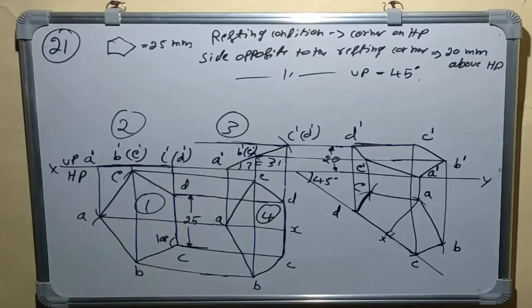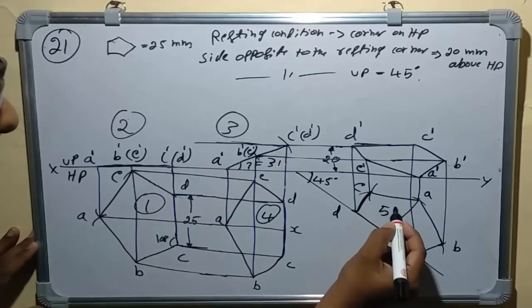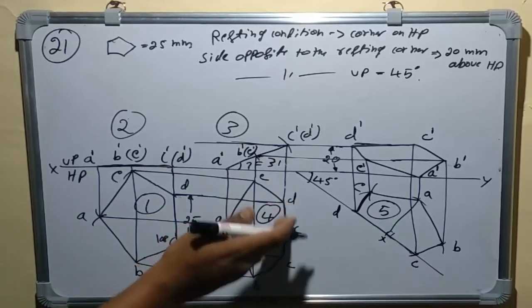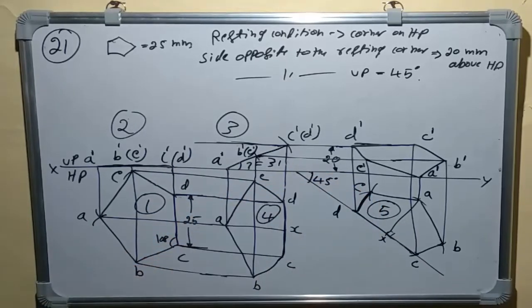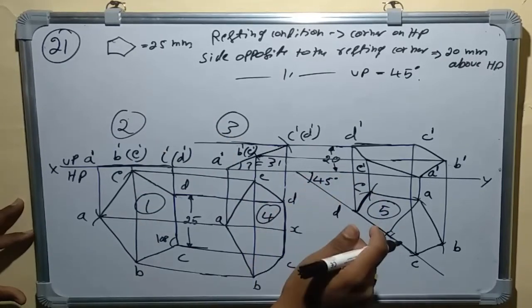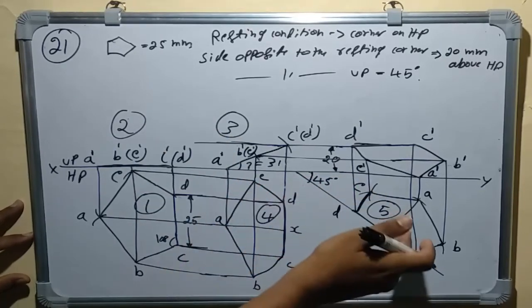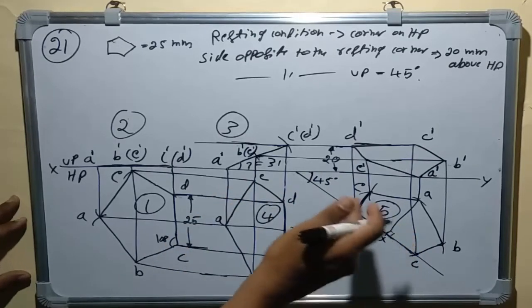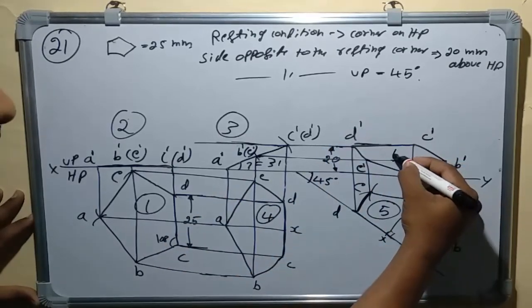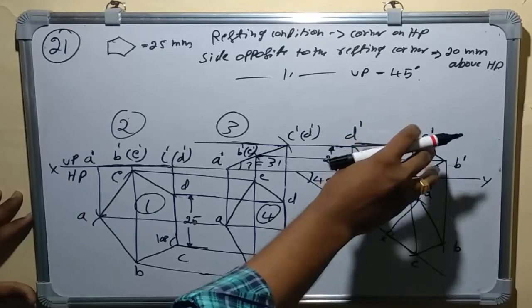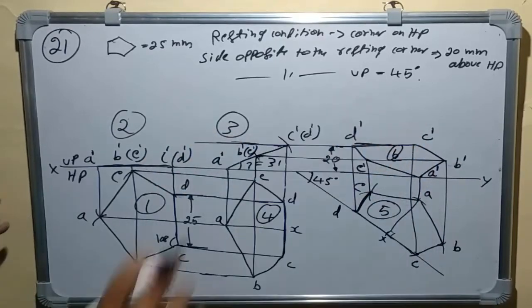And now to get the last step. In the last step, they told us to make the side opposite to the resting corner inclined to VP at 45 degrees. So we need to draw a 45 degree line. On that 45 degree line, we need to keep this side there, and we made it. And to get the final view, draw the vertical projections and horizontal projections and get the final view. So like this, the problem is solved.